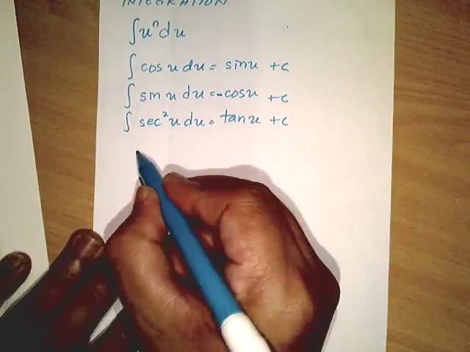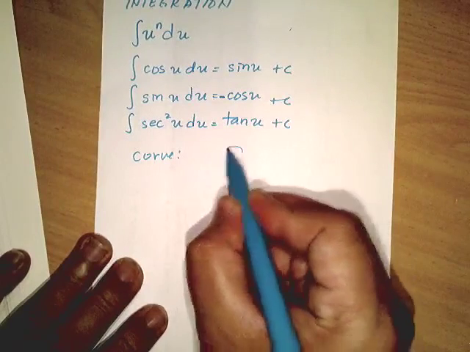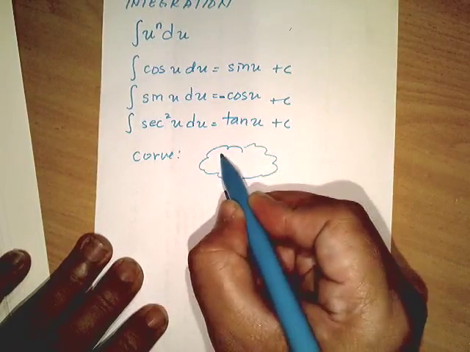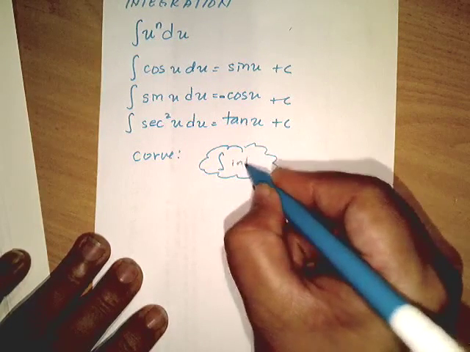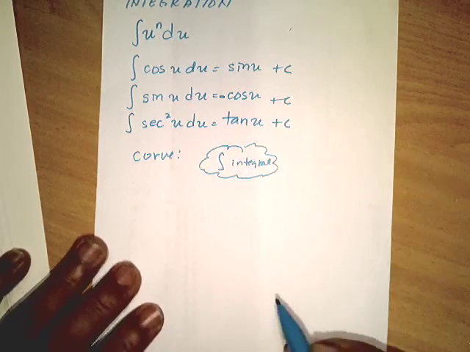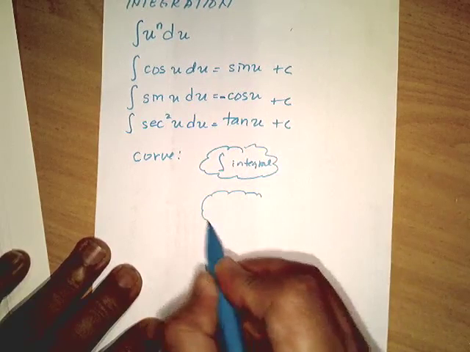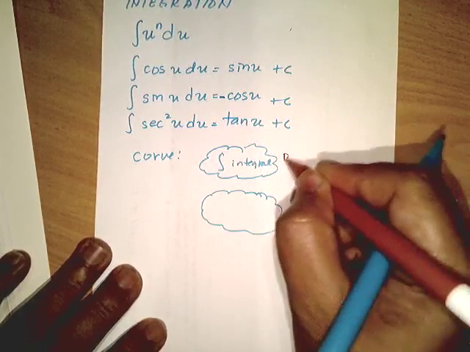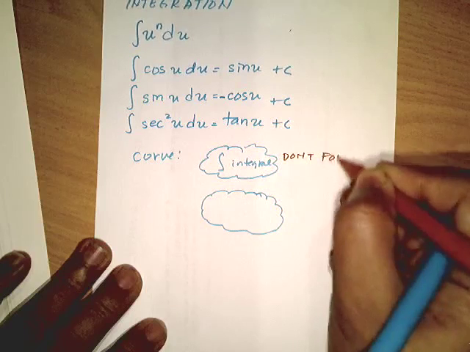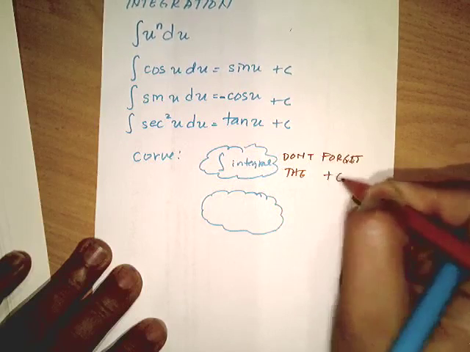If you're looking for the equation of the curve, what do we do? The first step is to integrate. After taking the integral, don't forget that the moment you find the integral, you need to add the plus c. Okay, don't forget the plus c.